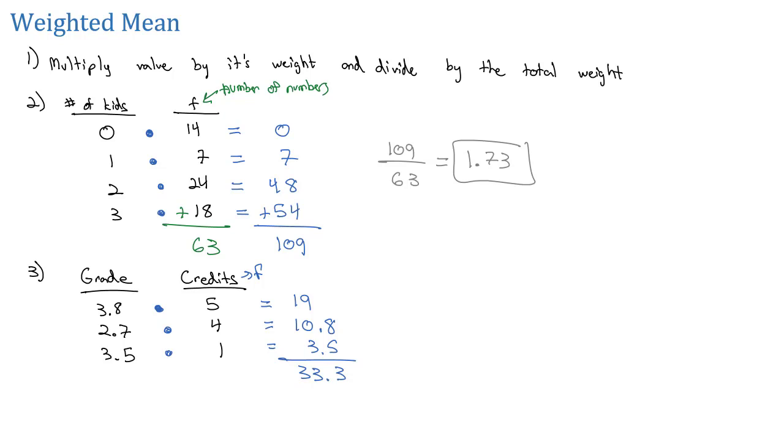Then we want to divide by the frequency, or the total number of credits that you earned. 5 plus 4 plus 1 is 10 credits. So we take the 33.3 points you earned, divide by the 10 credit hours, and you get an average of a 3.33 grade for every hour you sign up for. That's how your GPA is calculated. It's based on the credits and the grade in a weighted average.